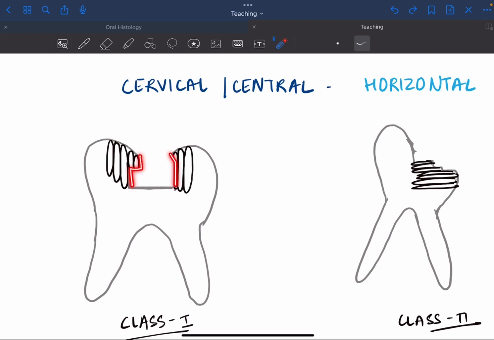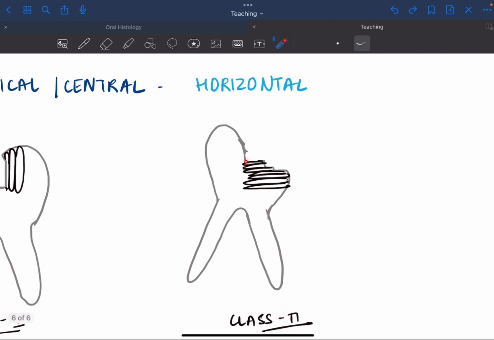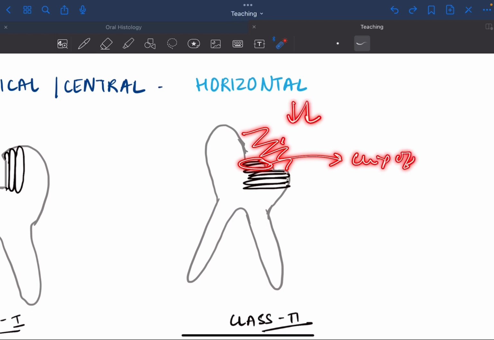So what will happen eventually? This rod is not supported. It is not supported, and eventually this may come off, chip off, and the entire restoration will eventually come off due to the masticatory forces. Same in class 2 cavities. If the gingival seat is jagged, some enamel rods, here we can see, are not supported. Here rests the restoration. This will eventually chip off due to the masticatory forces, and the entire restoration will fail.